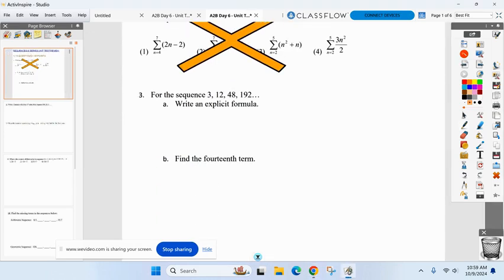Part A says write the explicit formula. I don't use that term often in here. That's the same as the nth term equation. That's what I'm looking for here. Write the nth term equation for this sequence. I will not use explicit tomorrow. I will have nth term equation on there. So find the nth term equation.